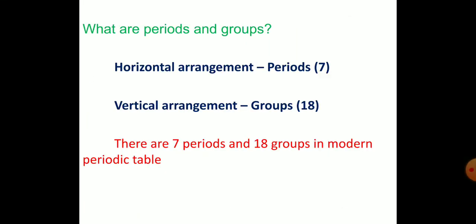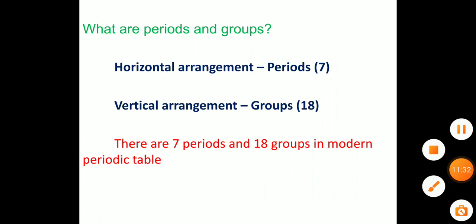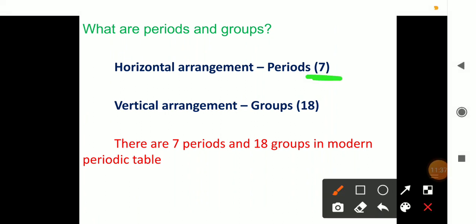Now in another slide I have given you clearly what are called periods and what are called groups. What is a period? The horizontal arrangement of elements starting from left to right in a periodic table is called a period. There are 7 periods present in a modern periodic table. Then what is called a group? The vertical arrangement of elements starting from top to bottom is called a group. There are 18 groups present in the periodic table. Again, there are 7 periods and 18 groups present in the modern periodic table.